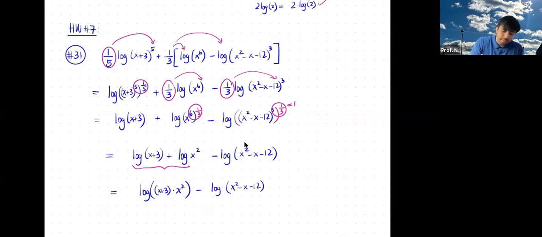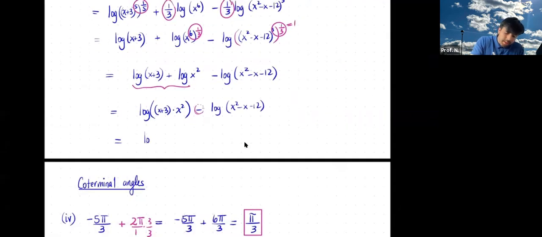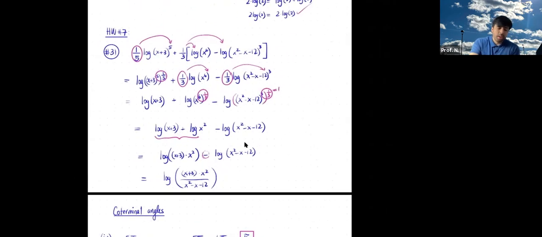And now because this is a minus, what does that mean? That means that you can take x plus 3, multiply it by x squared, and divide that by x squared minus x minus 12. I can do the quotient rule. And then I'm like, you know what? I'm done. I was able to go from this whole thing here into a single log.